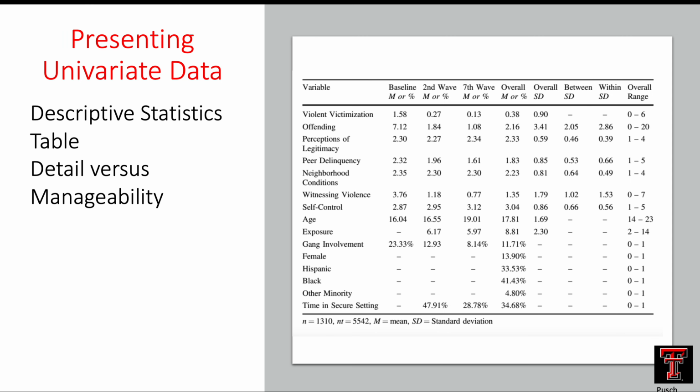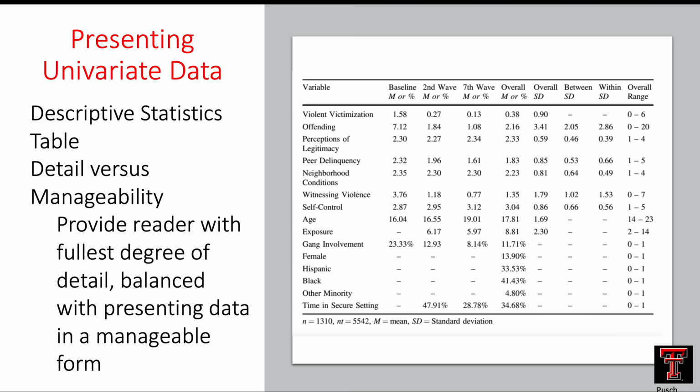You want to make sure you're really looking at detail versus manageability. How much detail do we need versus how we try to make the smallest amount of data, but the data that we need the most. So if there's something that's not super relevant, maybe don't include it in your descriptive statistics table.